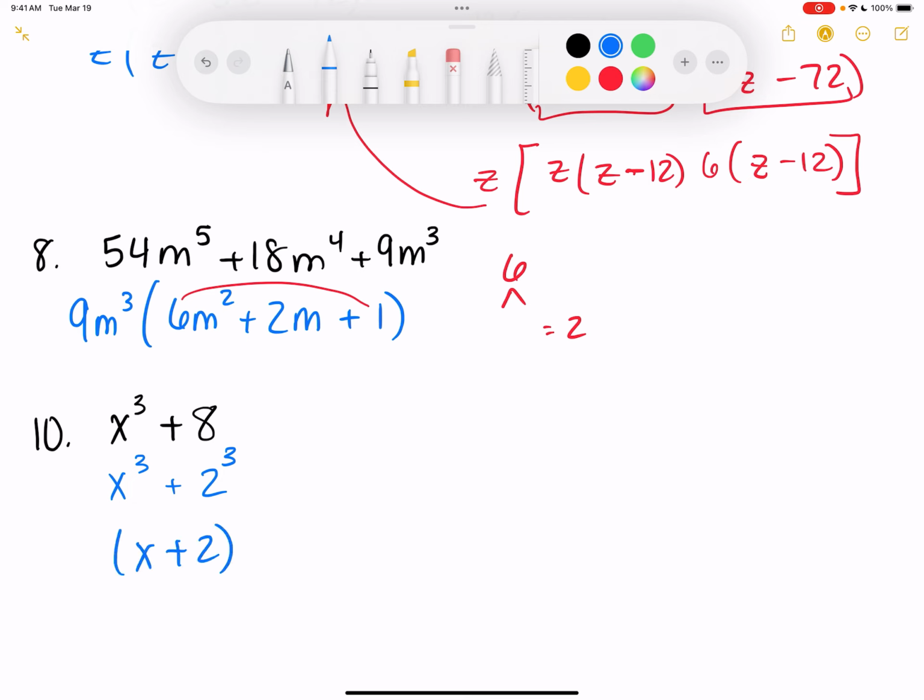So this is the same sign. Then it's the first term squared, so x squared. Opposite sign, so minus. The first term times the second term, so 2x. And then always positive, so plus the last term squared, so that would be 4. And that's all you have to do.